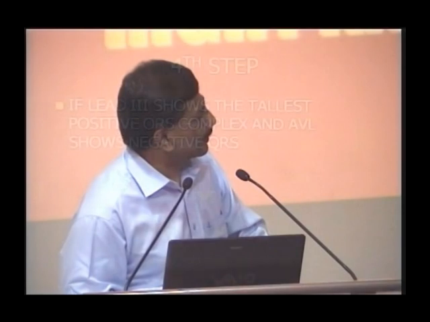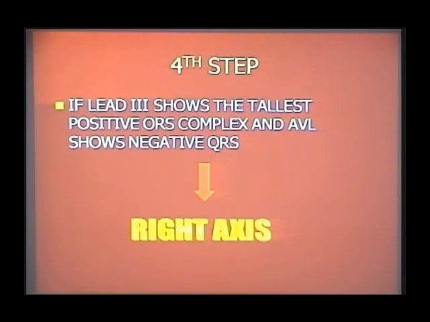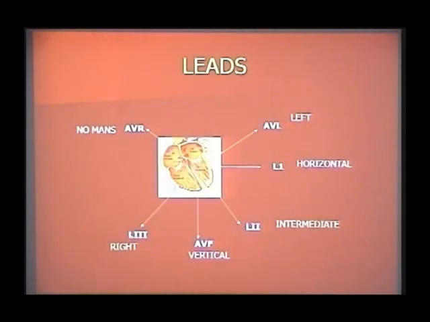If it is a right axis deviation, which lead do I look at to confirm? If the impulse is coming towards my right side lead, it is going away from which lead? AVL. AVL should be negative. So if L3 shows the tallest positive QRS complex and AVL shows the deepest negative QRS complex, I know the impulse is going towards L3, away from AVL, and I am dealing with right axis deviation. Is that clear? So the first three leads, L1, L2, AVF, normal axis. If not, L3, right axis. Now you tell me this. So this is what is happening.